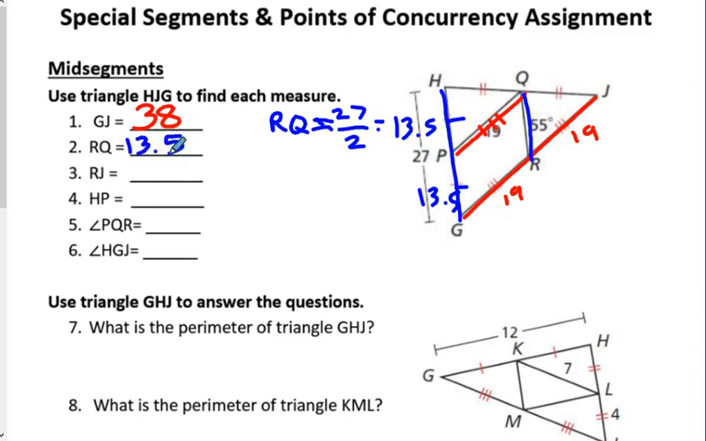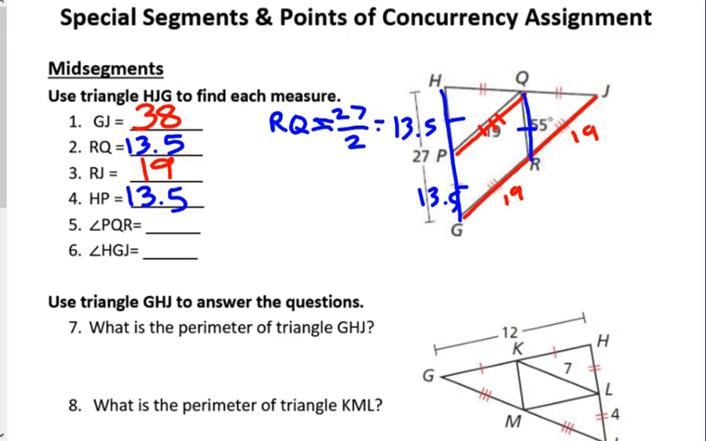RJ, now we know what RJ is because GJ is 38. RJ is half of that. Anything with 3 tick marks on this has 19, so that's 19 as well. HP, from H to P, is the same thing as RQ, each of those, 1 tick mark, right? So again, RQ was 13.5, HP is going to be 13.5 because that's half of the parallel side, right?